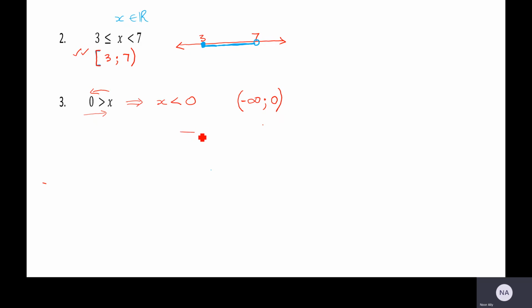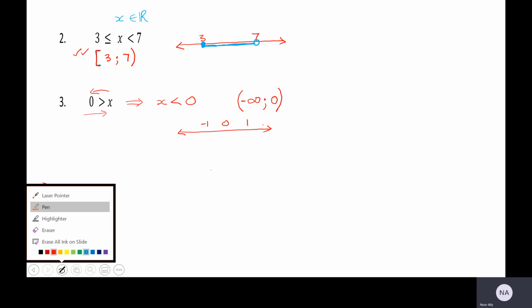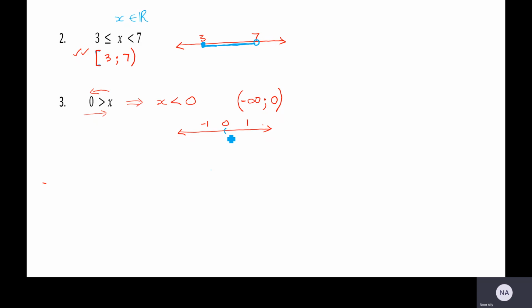What would the number line look like? Again, I don't think that will be a major hassle. You get 0, minus 1 to the left, 1 to the right, and you want to show that 0 is not included. And well, you can even look at the sign here, going that way there, very similar to that. So there you go, x less than 0. Okay, let's continue now.